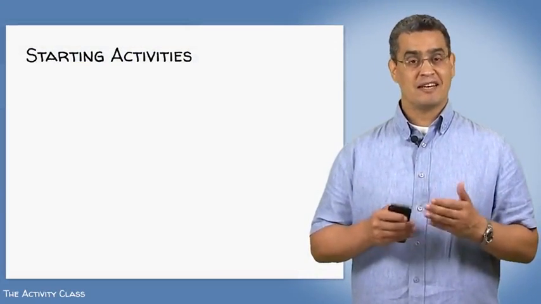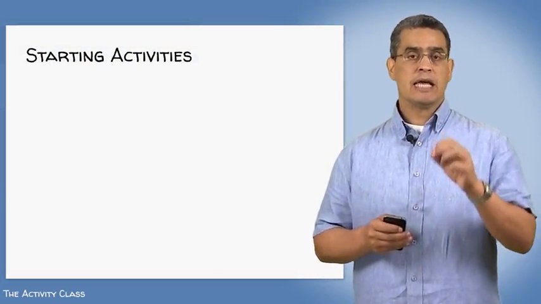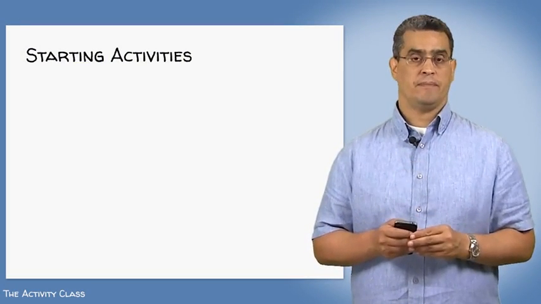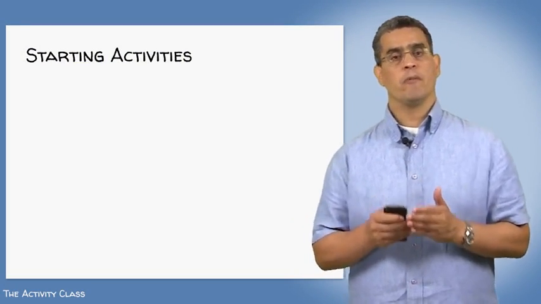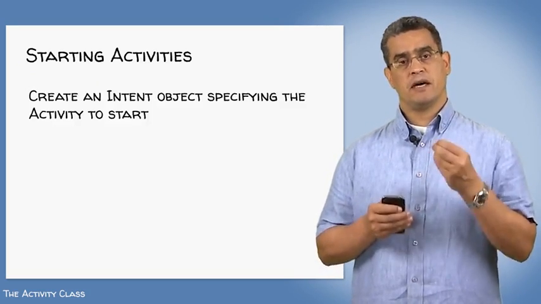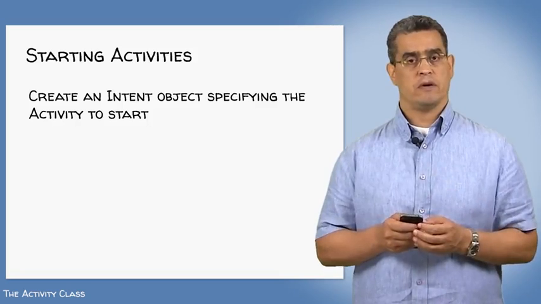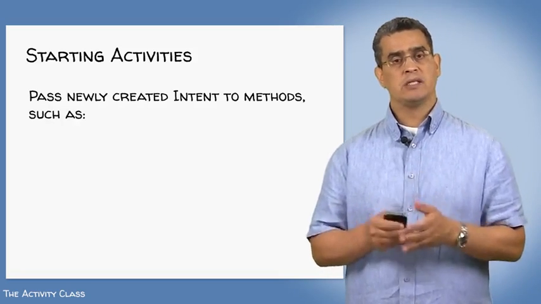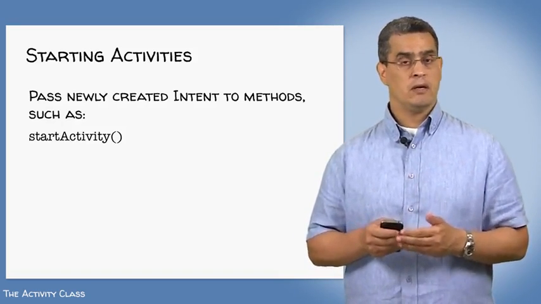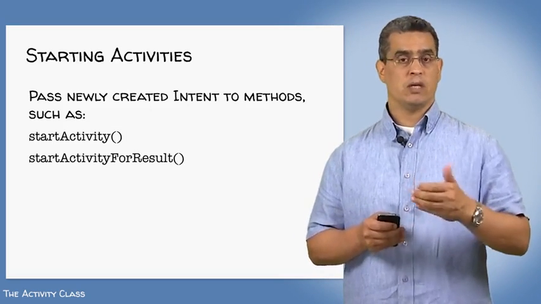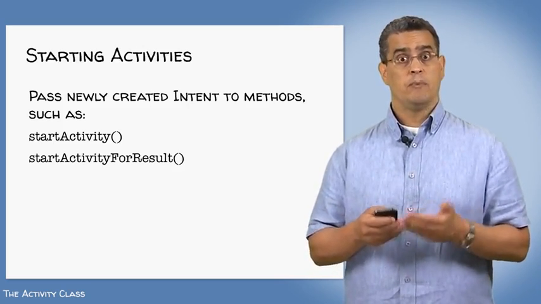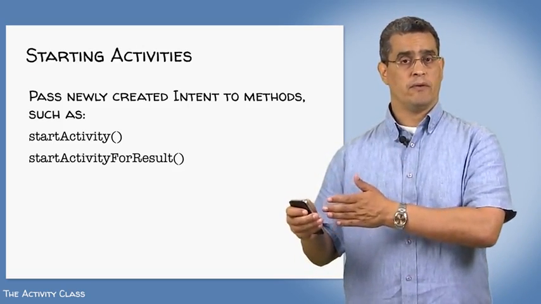So now that we've seen the activity lifecycle in action, let's take a look at how one activity can programmatically start another activity. To start an activity programmatically, you first create an intent object that specifies the activity that you want to start. And then you pass this newly created intent to methods such as startActivity or startActivityForResult. startActivity will start up the desired activity, pushing the current activity out of the foreground.